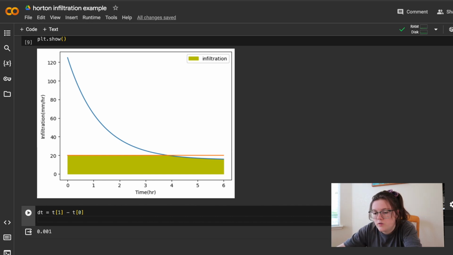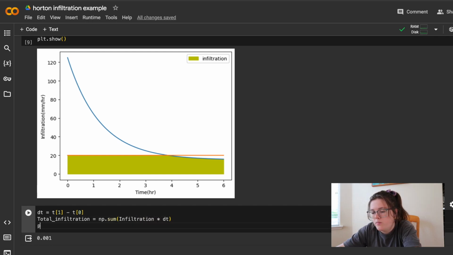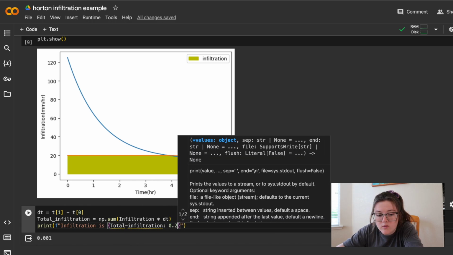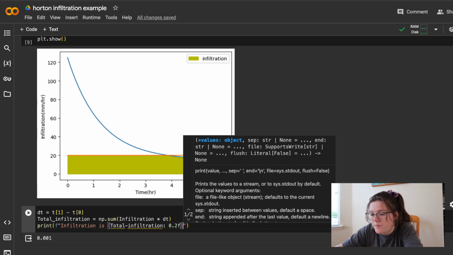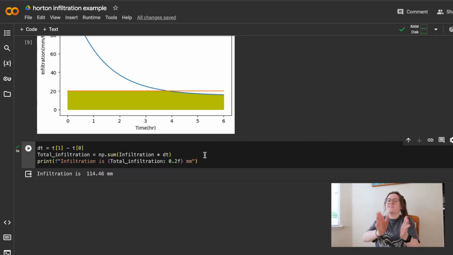And then just do a simple total infiltration equals the sum of this infiltration curve that we wrote times dt, print total infiltration, I don't know, 2 decimal points? How are we feeling about that? 114.46. That's what we got when we did it by hand.